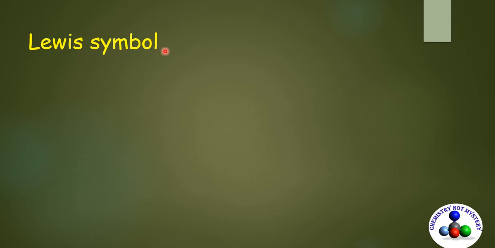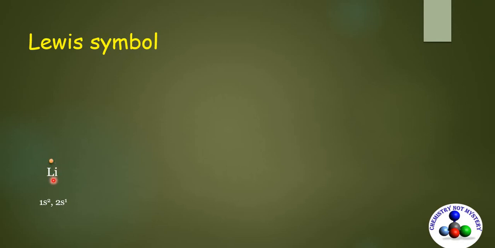Lewis developed a way to represent the element with its valence electron. It is known as Lewis symbol. In Lewis symbol, dot represents the number of valence electrons and they are placed around the symbol of that element. Let's try to draw the Lewis symbol for some elements. The configuration of lithium is 1s2, 2s1, which means it has only 1 electron in its outermost orbit, that is valence shell. So here we draw one dot with the symbol of lithium.